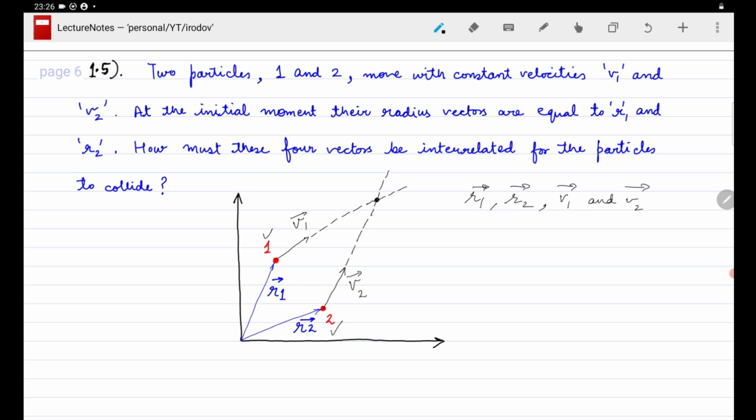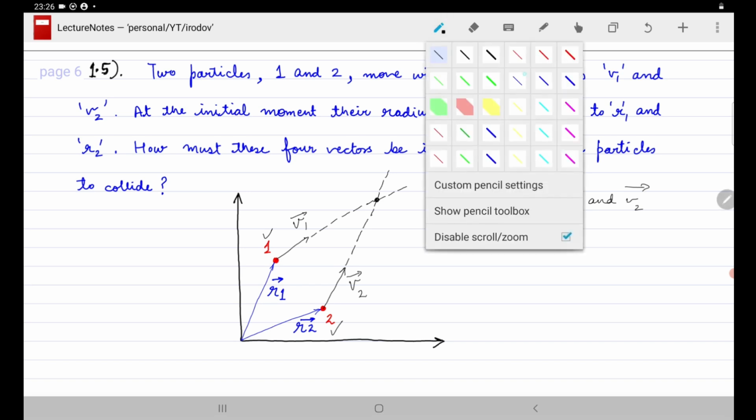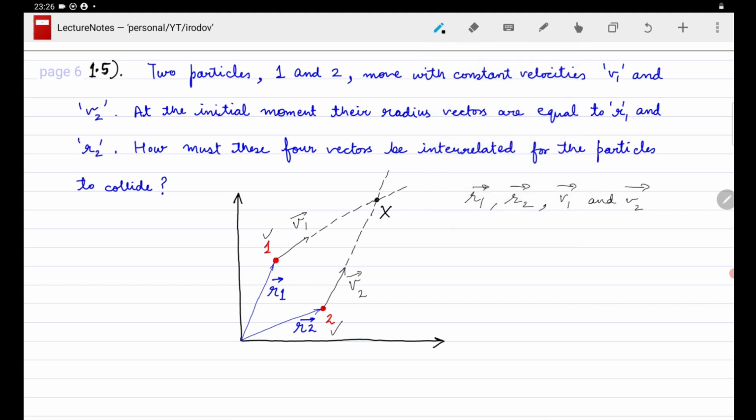So let us assume that the particles collide at, let's say, this point x, and let's say they collide after time t. So t is another variable. Collision occurs after time t.